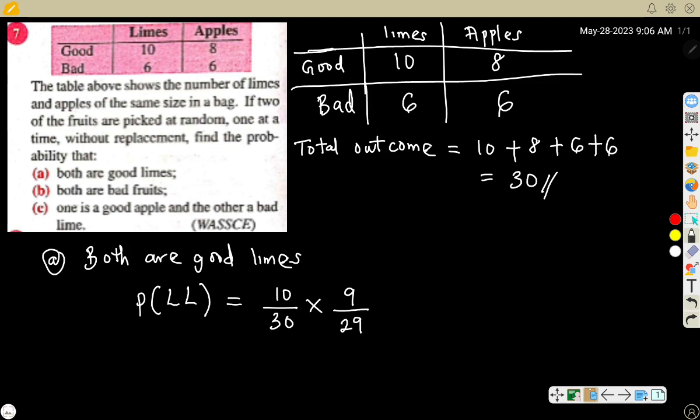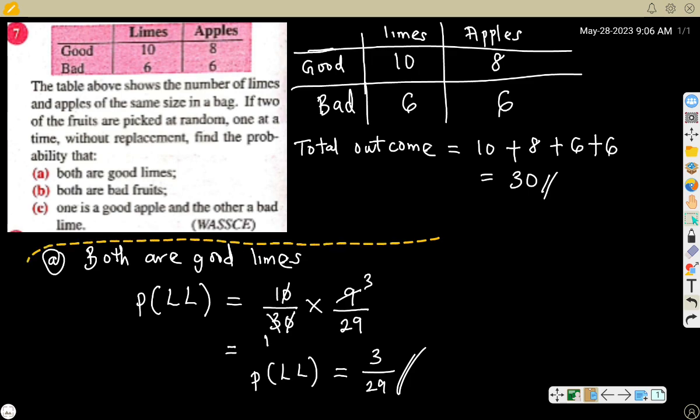So now you can divide. 0 cancels 0, 3 here is 1, 3 here is 3. So that means the probability that both are good limes is 3 over 29. So that is the answer for A. Now let's see the B part. So A is 3 over 29.